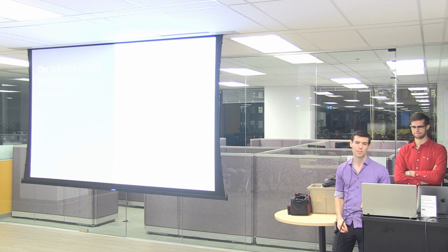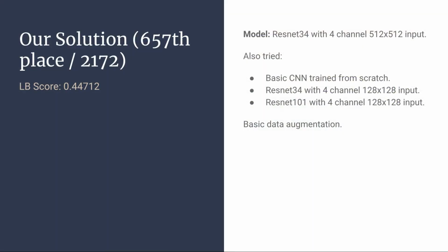So we tried a couple of other things as well. As I said, we started off with the 128 times 128 images just because it was faster, but those got significantly worse results. Resolution proved to be very important for this challenge. Our leaderboard score was about 0.44 for the 512 times 512, and about 0.3 for the 128 times 128.